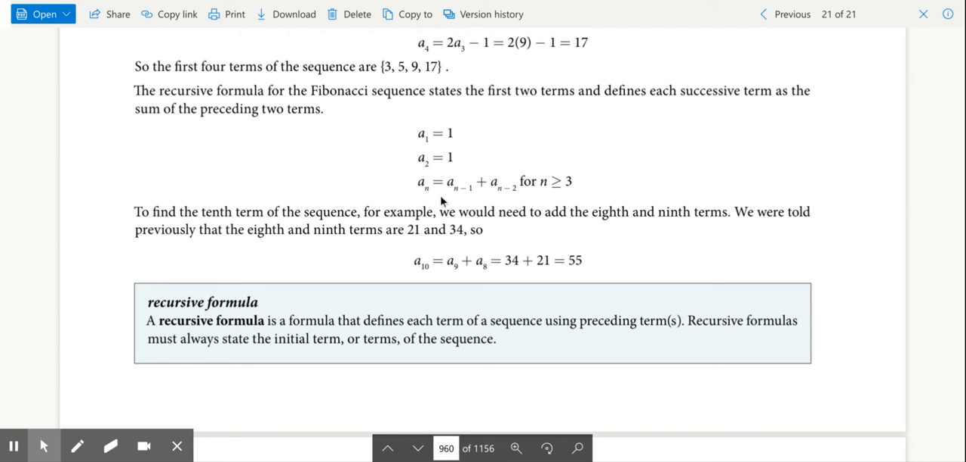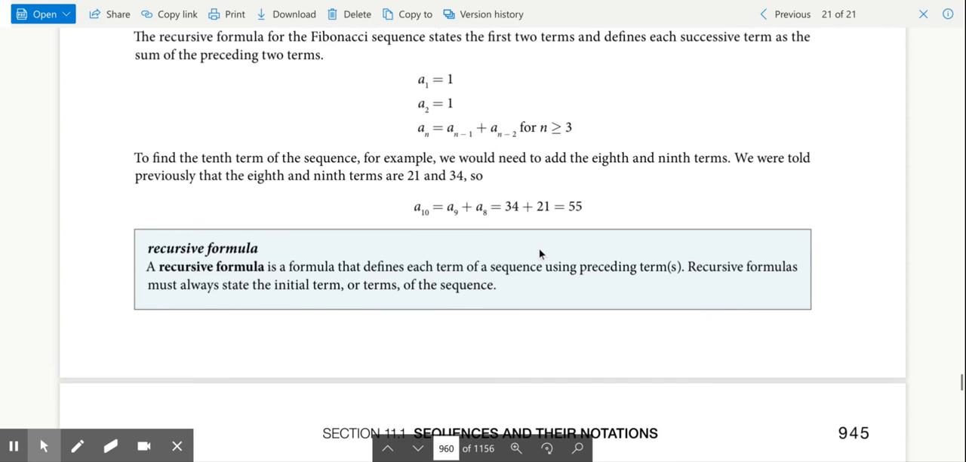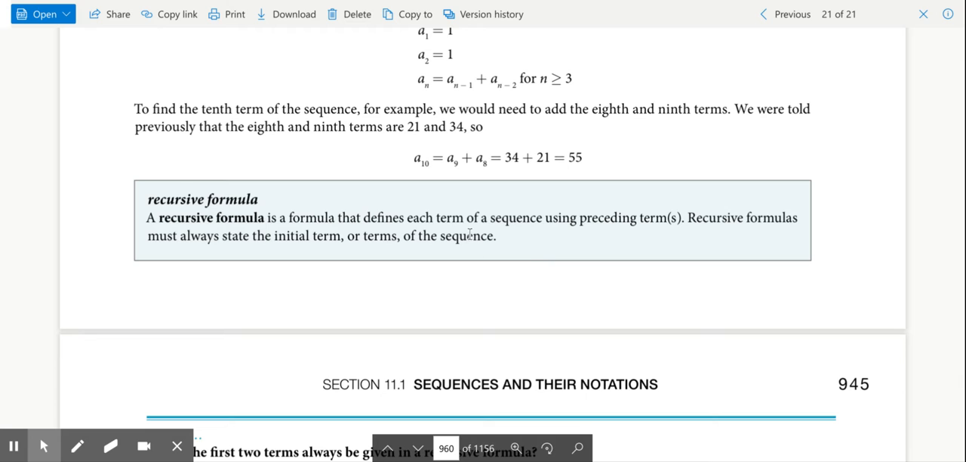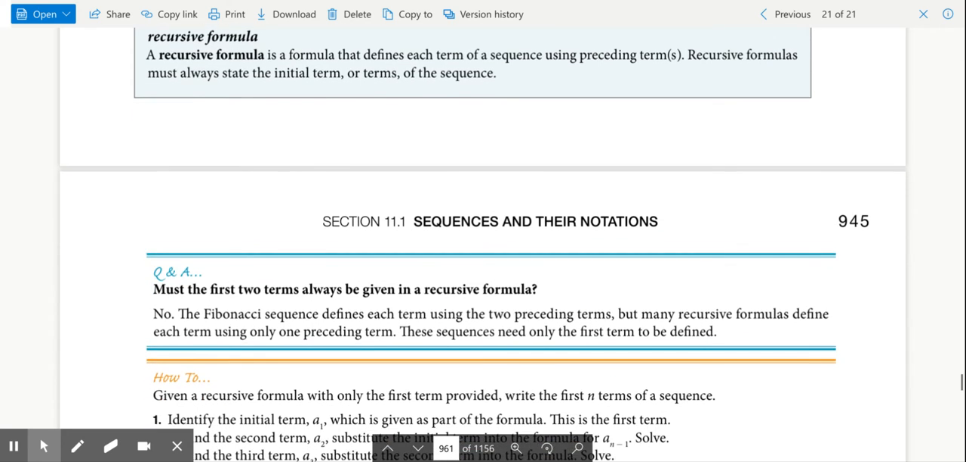So then I would get 2, right? 1 plus 1 is 2. Then for the fourth term, I would take the third term plus the second term. So 2 plus 1, which is 3, right? And I would keep doing that. So that's how that works.